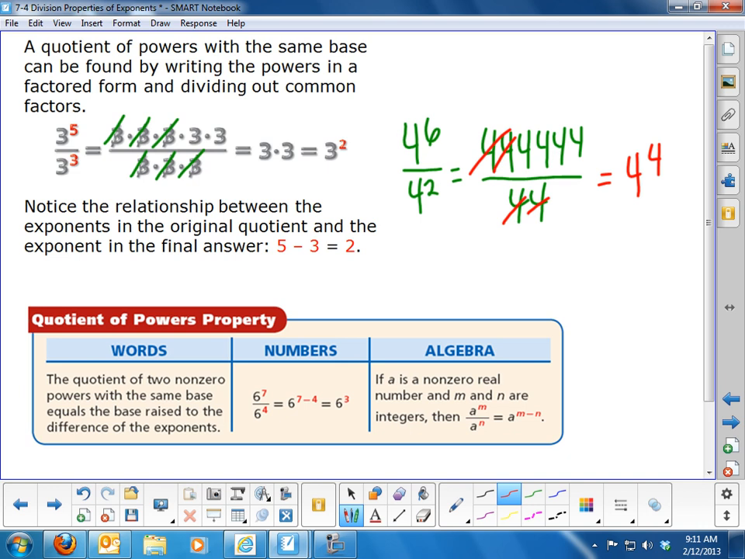What relationship do you notice between the given problem and the answer? Exactly. All you're going to do here is keep the base and subtract the exponents. 6 minus 2 is 4. If I look back at this example, 5 minus 3 is 2. So this is the exact opposite of multiplication. Multiplication, we kept the base and added the exponents. Here with division, we're going to keep the base and subtract the exponents. So I would pause the video and write that in your own words in your foldable.